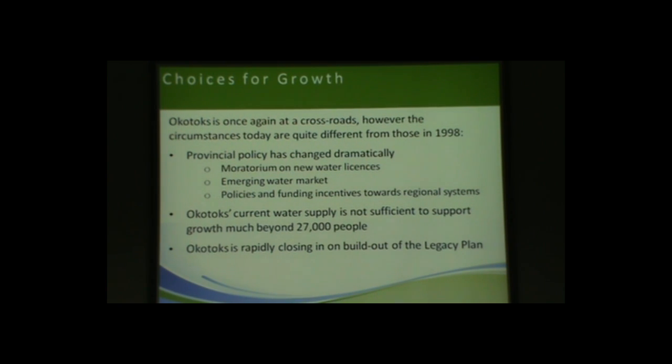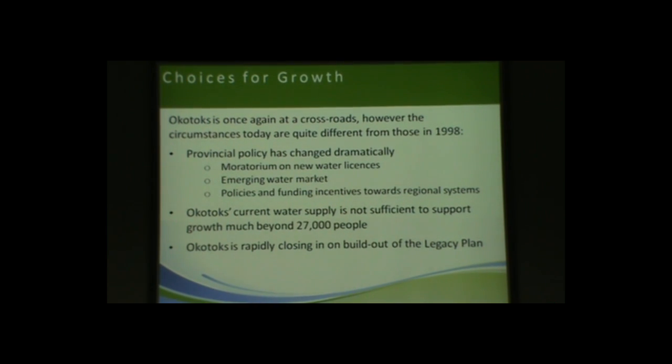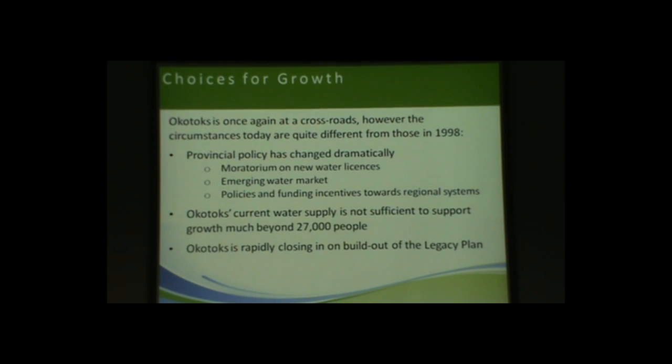Okotoks is once again at a crossroads, similar to the one in 1998. However, many of the circumstances today are quite different. The provincial policy with respect to water has changed dramatically. There is a moratorium on new water licenses from the Bow Basin. There's an emerging water market where water licensing is being purchased. There are policies and funding initiatives at the provincial level that lean towards regional systems as opposed to local solutions.